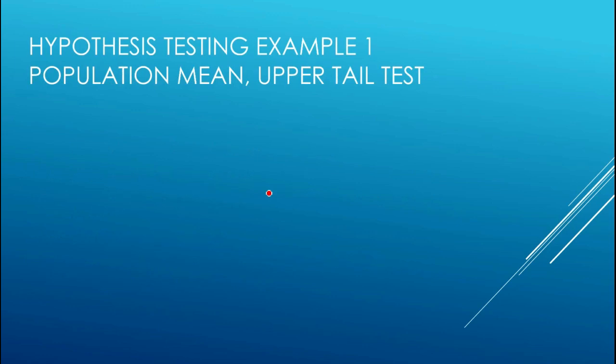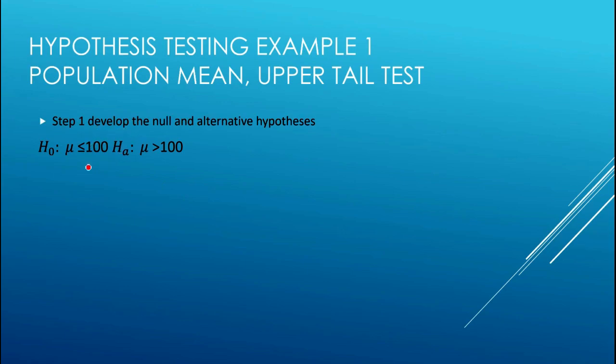So hypothesis testing, example 1. We're going to do an upper tail test. With my upper tail test, I'm going to state the null hypothesis that the average IQ test score is less than or equal to 100. I'm going to put the burden of proof against the alternative hypothesis. My research hypothesis, what I'd like to show, is that the average IQ test score is greater than 100. So I make that my alternative hypothesis.